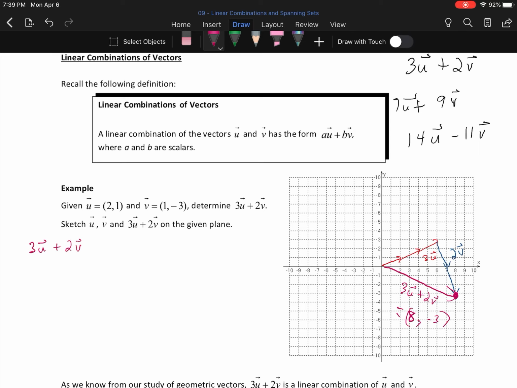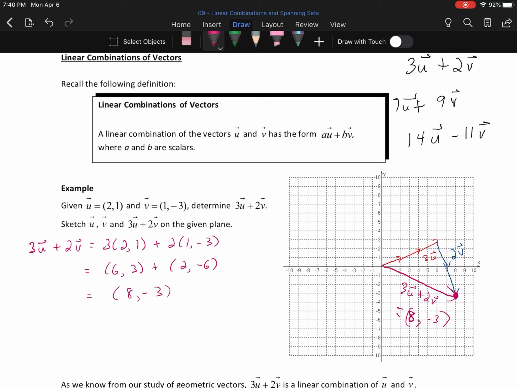Because if you really wanted to do 3u plus 2v, you'd go, okay, 3u plus 2v equals 3 times (2, 1) plus 2 times (1, -3). And I get (6, 3) plus (2, -6), which is (8, -3), which is what I got over there. Isn't that way easier than having to go through and draw the whole thing?